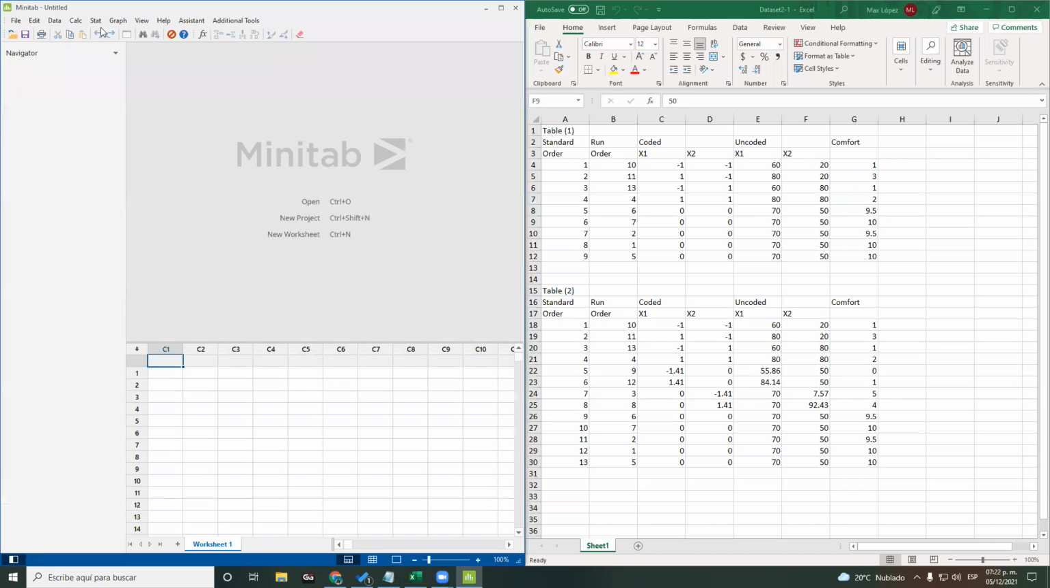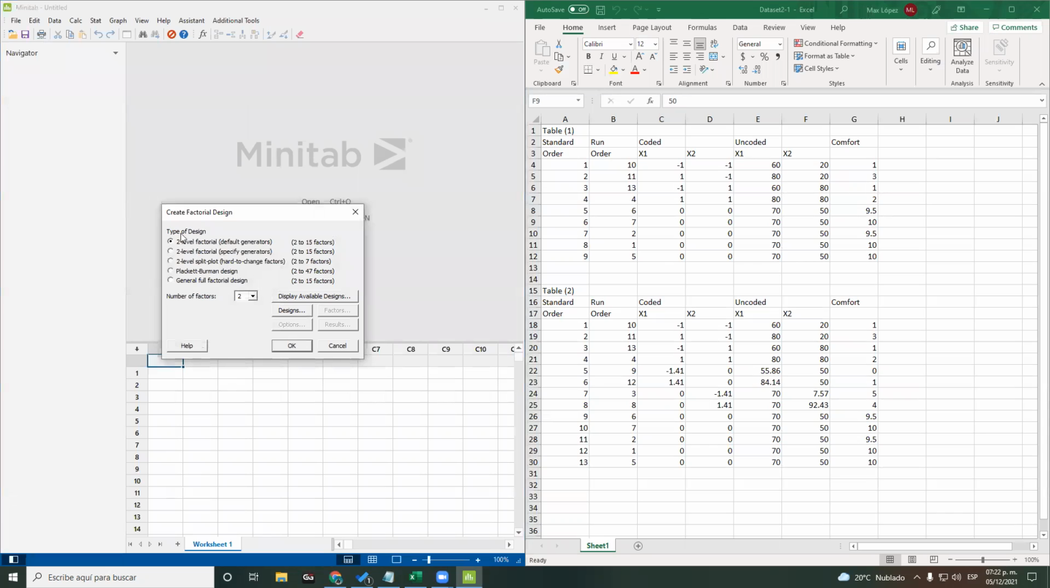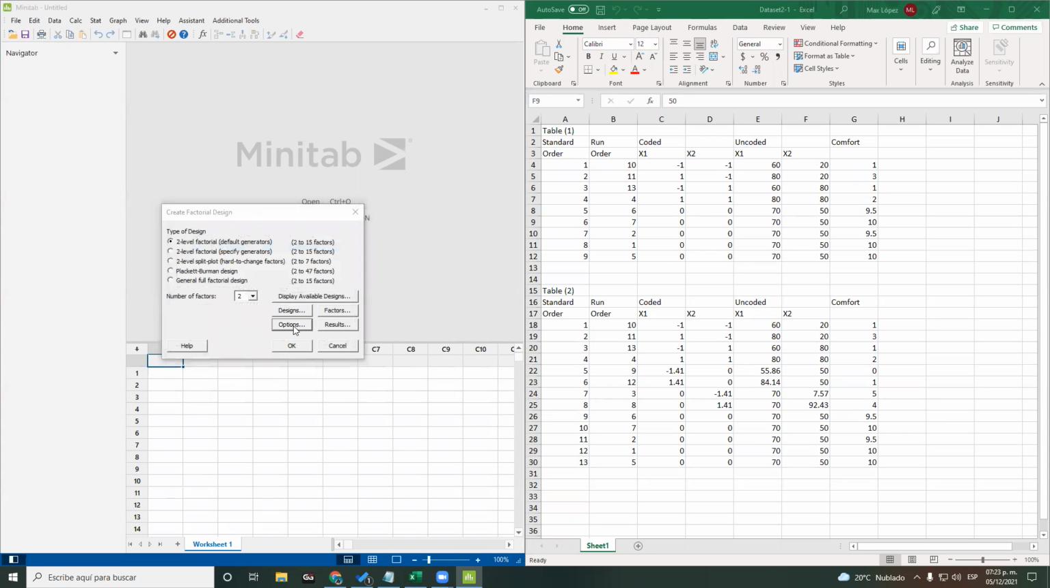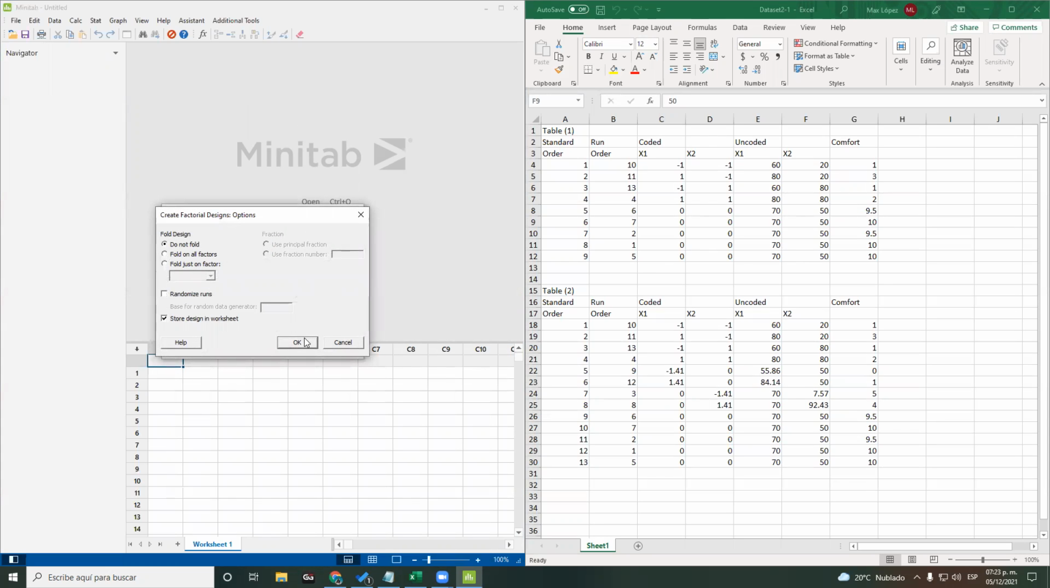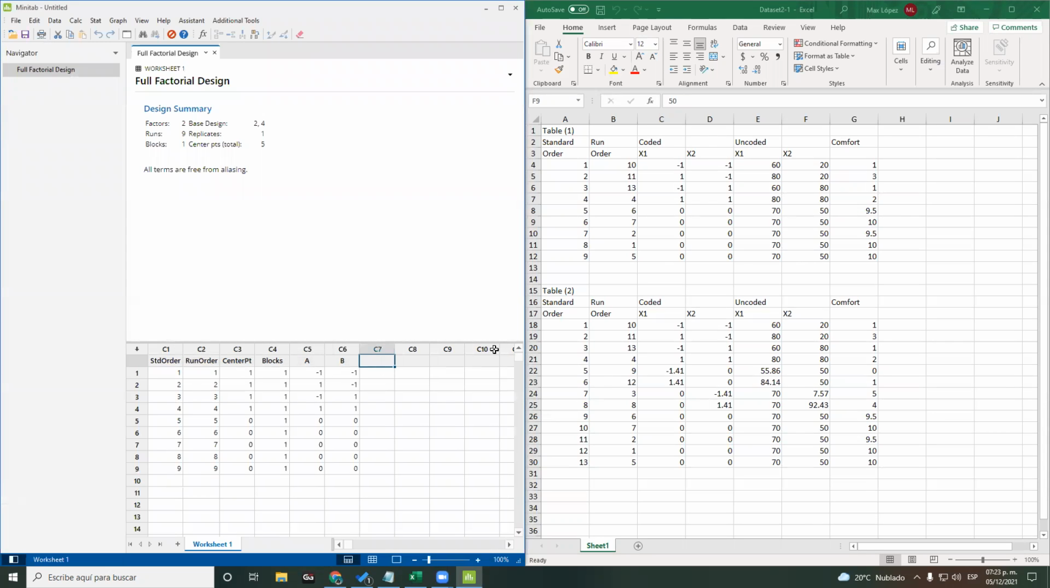And make the factorial design just as I explained before. We have a two-level factorial design, two factors, and we have 5 center points. There are no replications, so we just have one block. And here in the options, I'll just randomize the runs and we're good to go. So here in the response: 1, 3, 1, 2, 9.5, 10, 9.5, 10, and 10.